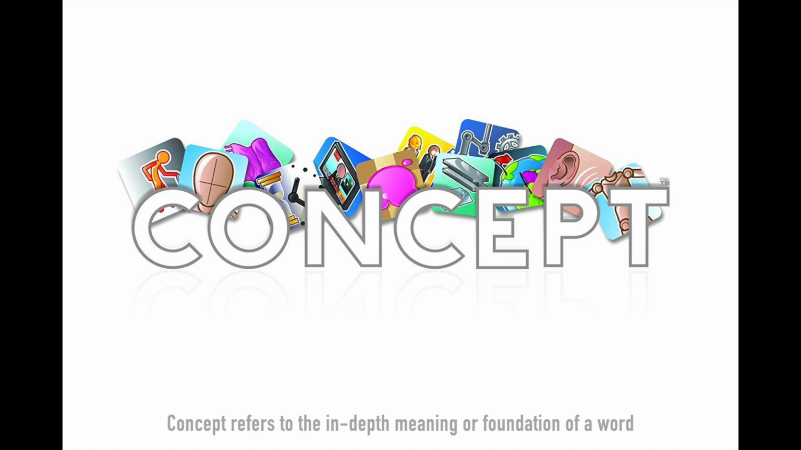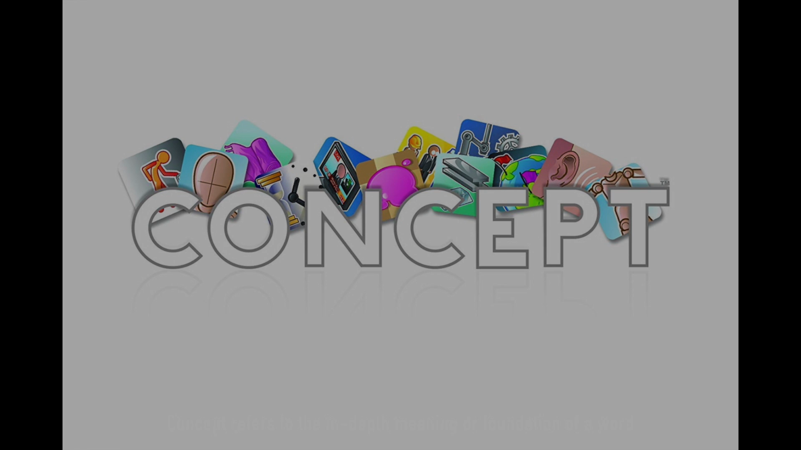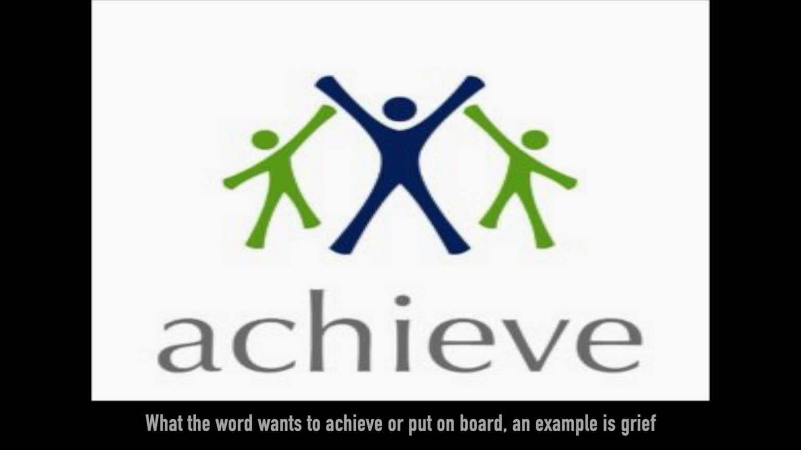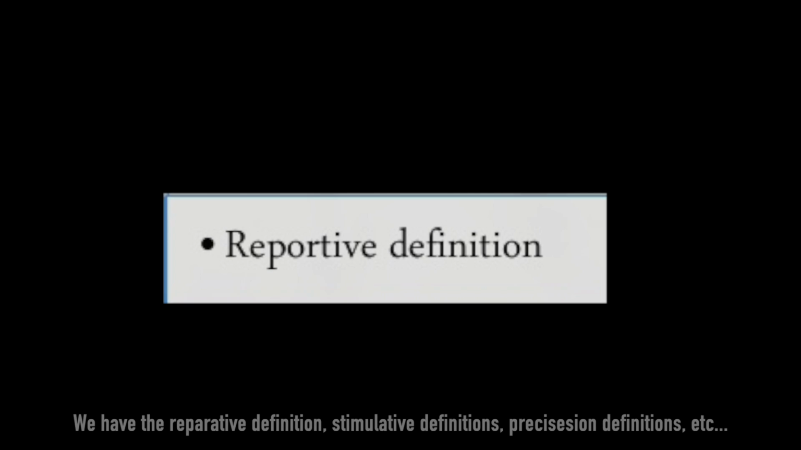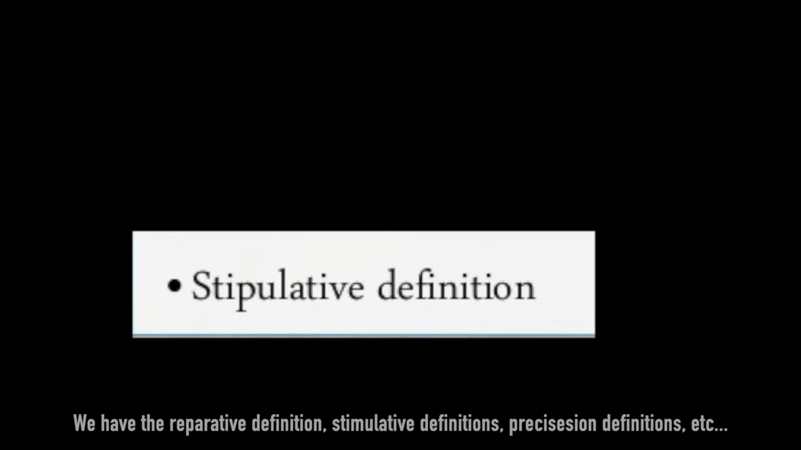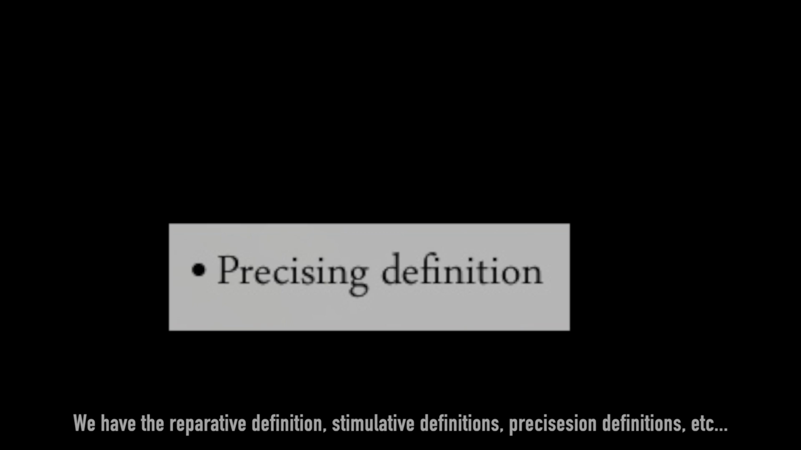Concept refers to the in-depth meaning or foundation of a word, what the word wants to achieve or put on board. An example is grief, which is what basically is expressed at a funeral. So with this, the concept between grief and funeral is the emotional or sadness or mood associated with it. We have the reportive definition, stipulative definition, precising definitions, etc.